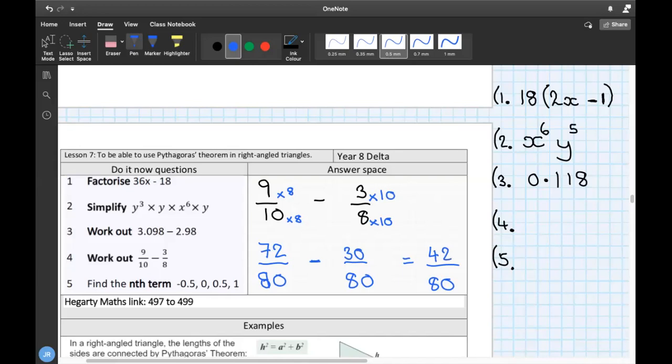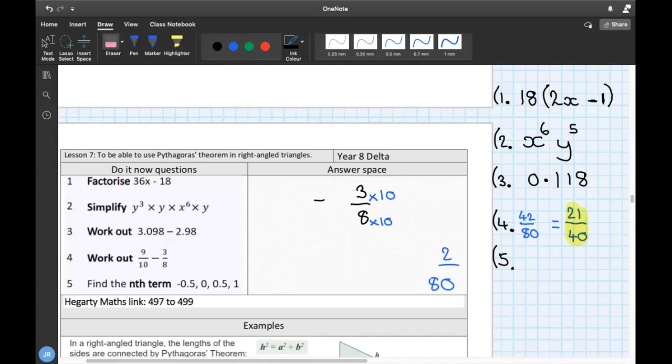It's not going to be our final answer though, because we can simplify. Okay, so we've got 42 over 80. They're both even numbers. That means we can divide them by 2. 42 divided by 2 leaves you with 21. 80 divided by 2 leaves you with 40. I cannot simplify that anymore, so 21/40ths is my final answer.